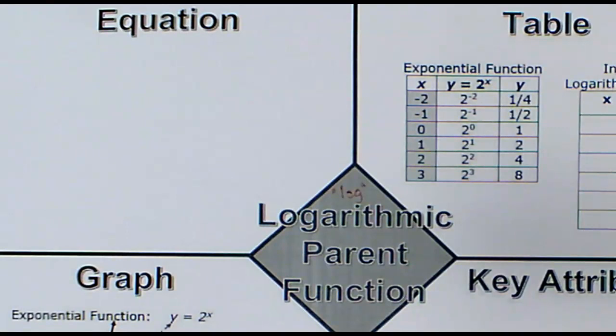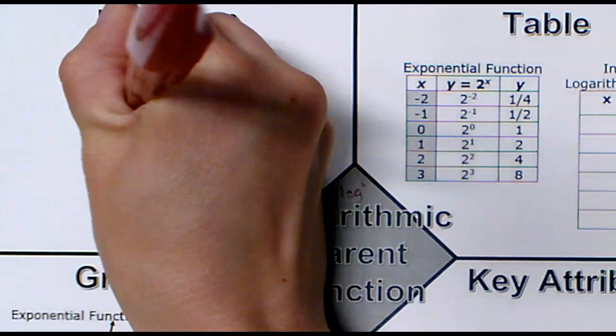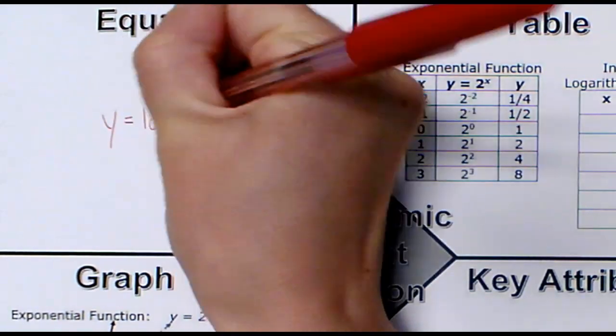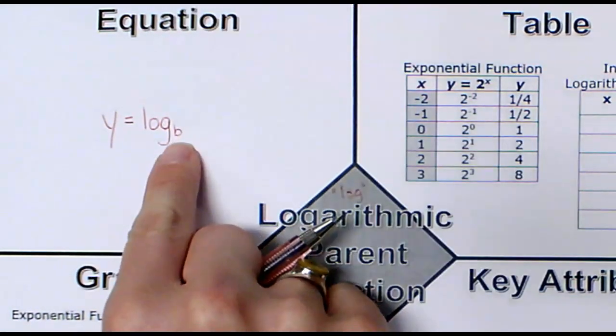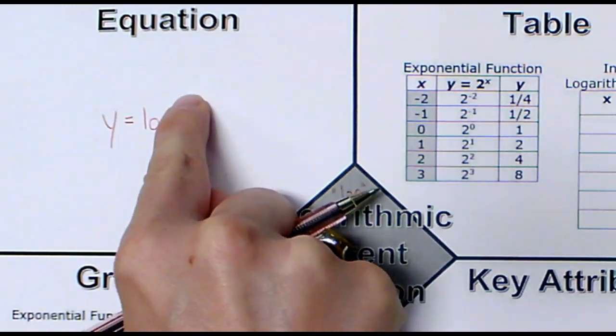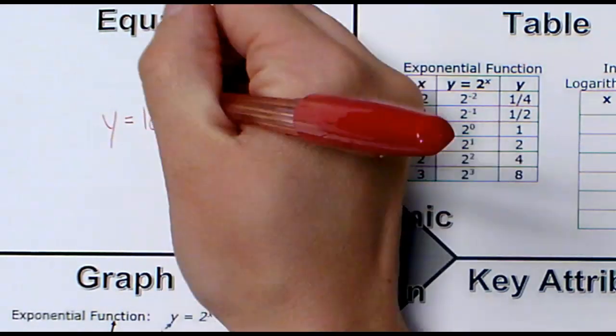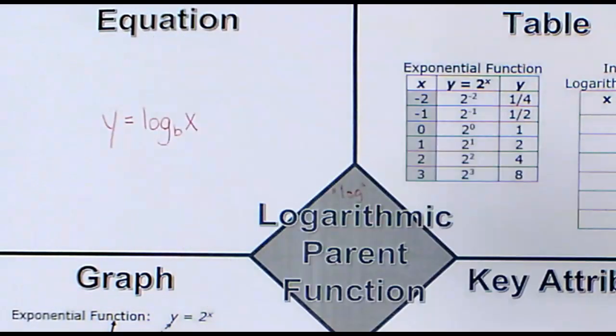The equation for the logarithmic parent function, first of all, it's important to understand that performing a logarithm is almost like an operation, like adding, subtracting, multiplying, dividing, raising to a power, things like that. So the equation for the parent function is y equals log base b of x. We put a little subscript b down here. So this is the equation.